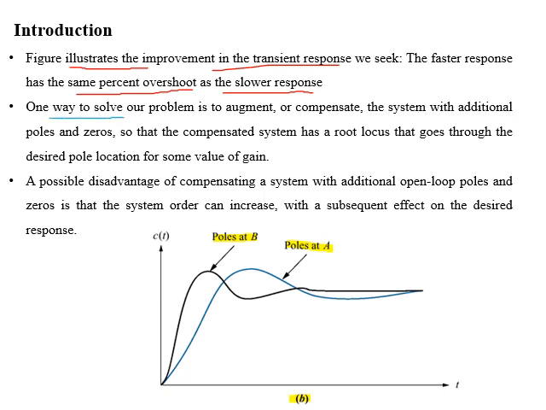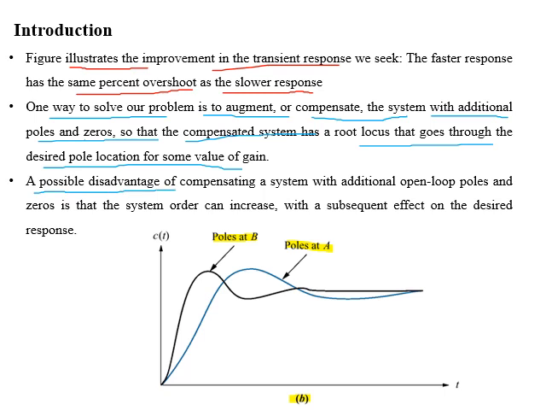Students, one way to solve our problem is to compensate our system with additional poles or zeros. The compensated system has a root locus which will pass through our desired pole location for some value of gain k. It may have the disadvantage that compensating the system with additional open loop poles and zeros can increase the order of the system, with a subsequent effect on the desired response.